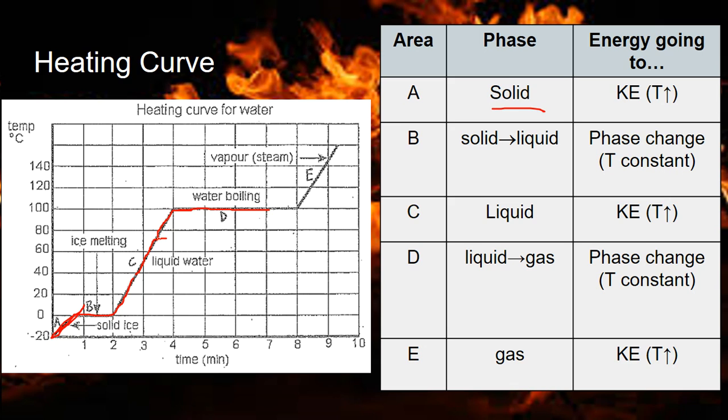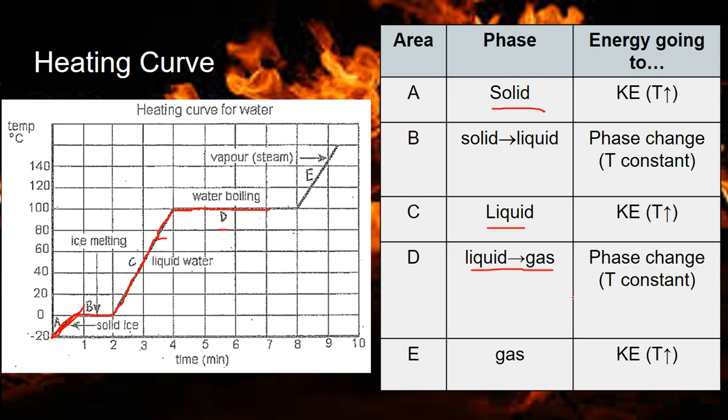Then the C part is where you have liquid. So this could be liquid. We're using water here, but if this were lead, this would be solid lead at A, lead melting into liquid at B, and then C would be liquid lead. So part C would have your liquid phase, and your kinetic energy would be increasing, your temperature would be increasing, and then when you become flat again, as you do here at part D, you're transforming from liquid to gas.